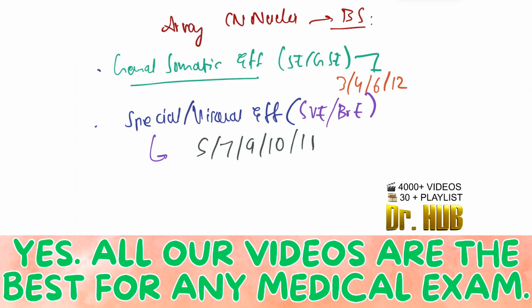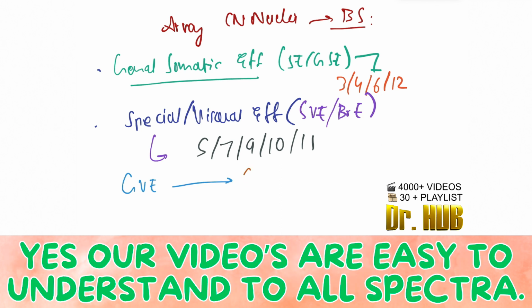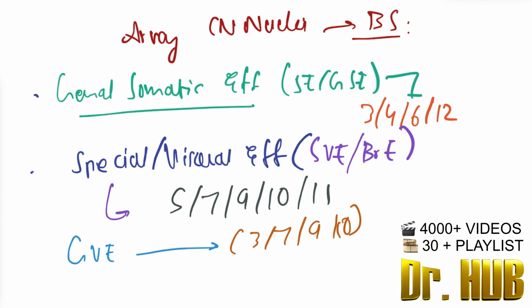Then we move on to the GVE. The general visceral efferent is the 3, 7, 9 and 10. So it is 3, 7, 9. Odd numbers: the 3, then comes 7, the 9 as well as 10.